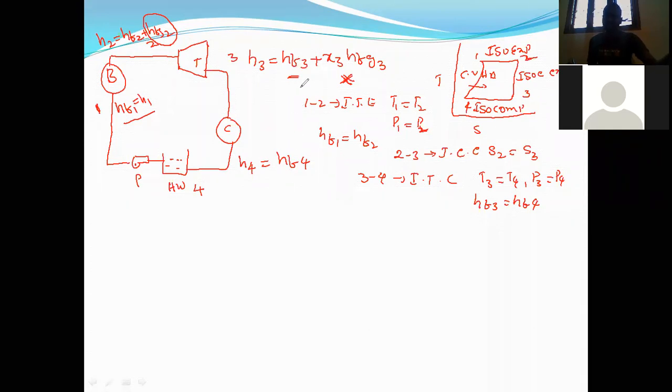By magnitude, HF3 will be HF4. Okay, now these are the conditions. If you have any doubts, please ask me.